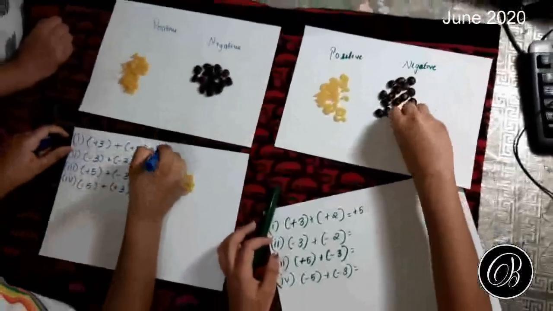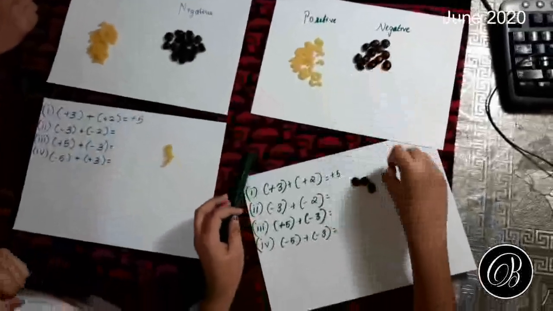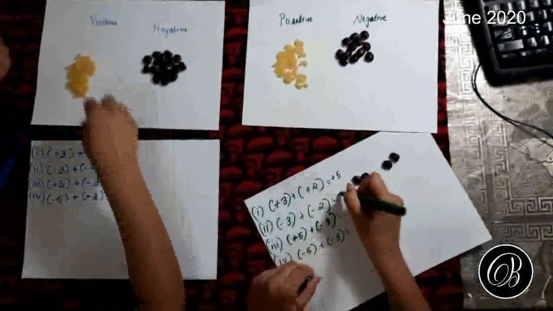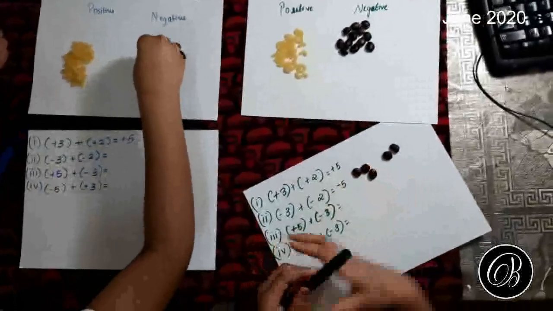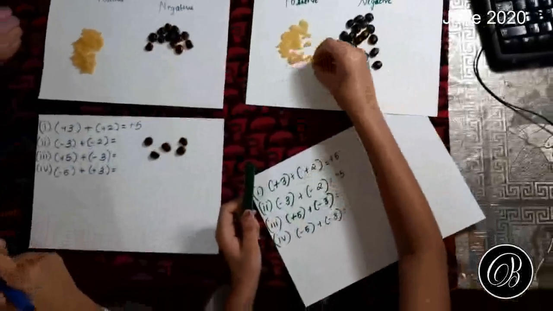Rule 1. If both signs are positive, add them up. Then the sum which you get is positive.